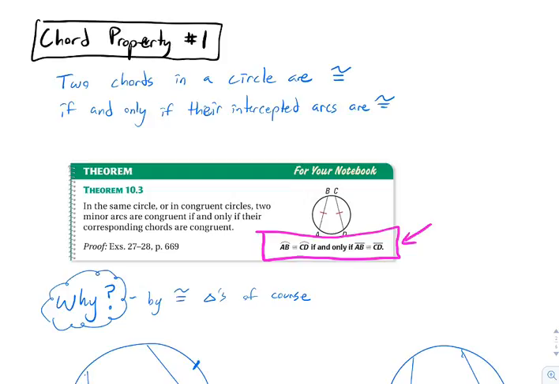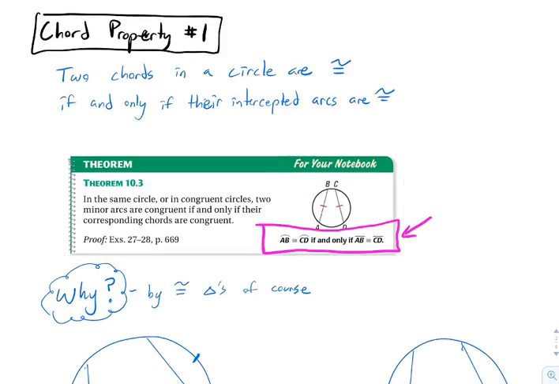Property number one we're talking about is two chords in a circle. Now this could either be the same circle or just two separate circles that are congruent. But two chords in the same circle are congruent if and only if their intercepted arcs are congruent. In other words, in this picture here, if CD is the same as BA, if these two chords here are the same, then we know the arcs are the same. Or vice versa. If we start knowing these chords are the same, then that tells us that the arcs must be the same. Those are interchangeable, if and only if, meaning if we have two congruent chords, they must have the same arc size. And vice versa. If we have the same arc size, then we have the same chord size.